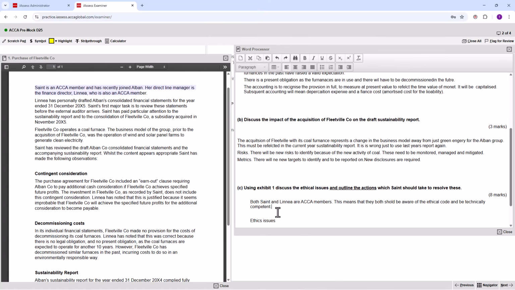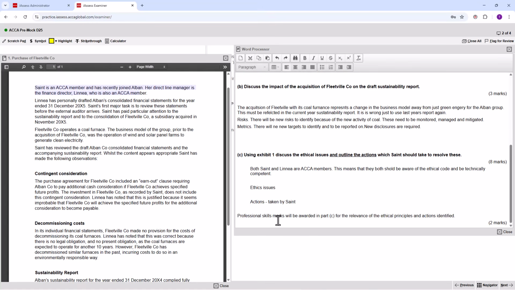So just got a small little scene setter there, just establishing the fact that they're both ACCA members. I think that's relevant. I'm hoping that's picking me up a mark.